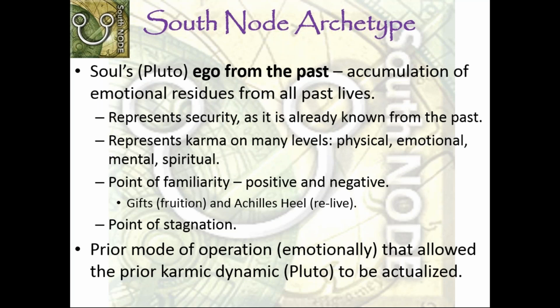Positive, it's our gifts, fruition, prior efforts that we've made. The negative, it's where we didn't quite get something. We have to redo it, relive it. It's called the Achilles heel sometimes. The South Node can also be that point of stagnation. It is the prior mode of operation on emotional levels, the ego, that allowed the prior karmic dynamic, or natal Pluto, to be actualized.